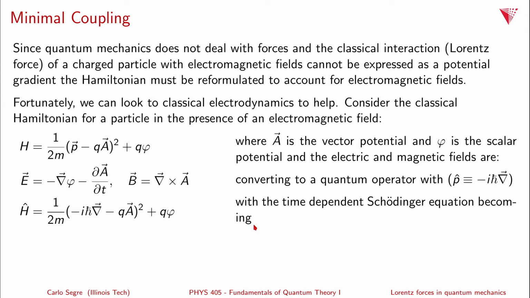And therefore, the time-dependent Schrödinger equation becomes i h bar partial psi of r and t over partial t is equal to 1 over 2m times minus i h bar gradient minus q A, quantity squared, plus q phi, applied to psi.